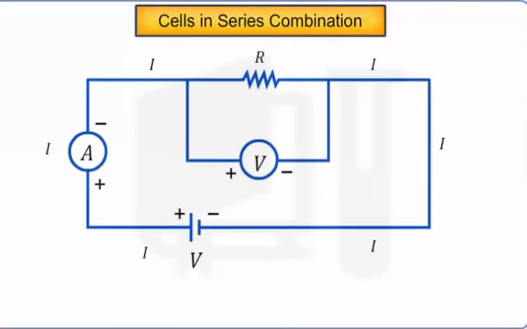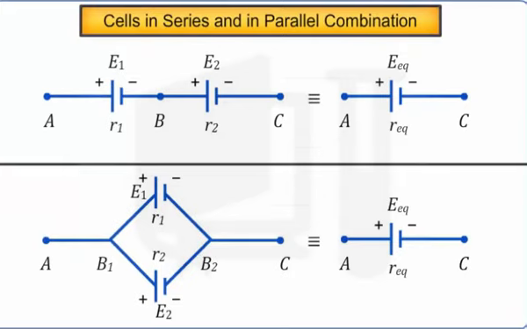We use one cell in an electric circuit to understand the concept of EMF and internal resistance of a cell. We will now look at different combinations of cells and conceptualize an equivalent EMF and equivalent internal resistance for these combinations, just as we did in the case of resistors in series and in parallel combinations.